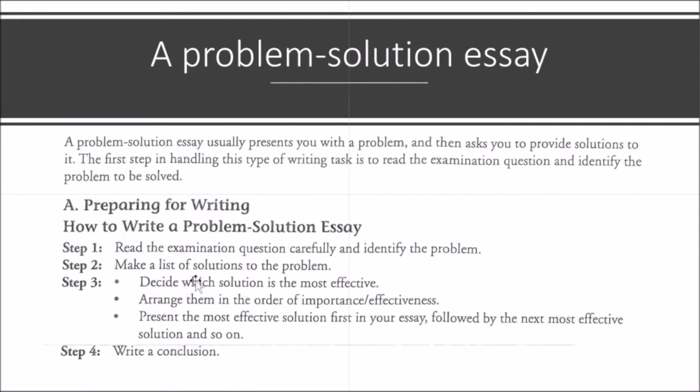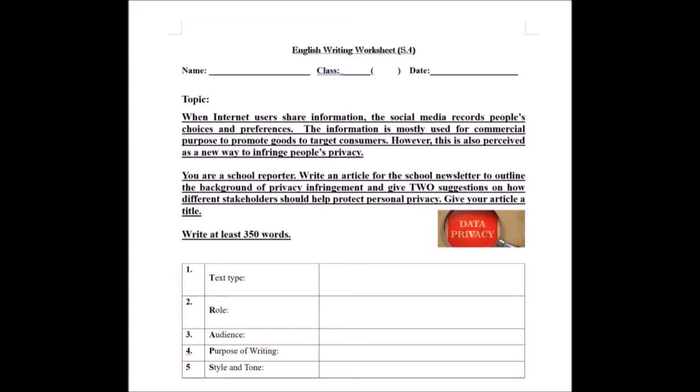So how do we achieve these? Now let's come to the writing worksheet. Before we write, every time we need to consider these 5 things: text type, your role, audience, purpose of writing, and the style and tone. So the text type is, obviously it is an article because it's set in the question, write an article for the school newsletter. So we type article. And what about your role? You are a school reporter. So school reporter, that will be your role.